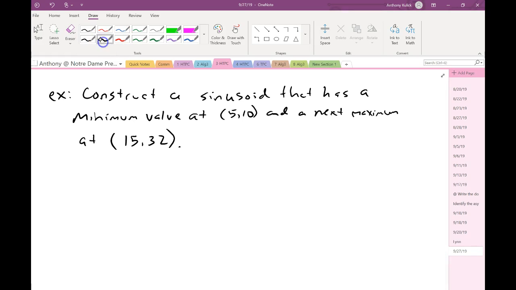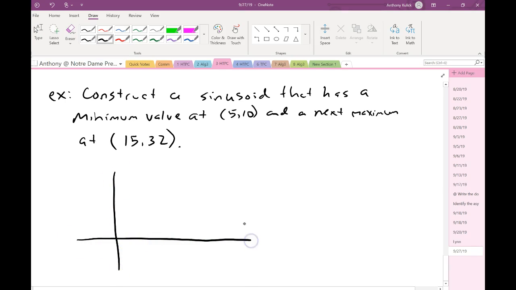So I'm going to start by just kind of drawing a picture here to look at what's going on. So we have like 5, 10, say, is here, and then like 15, 32 is here. We're told that 5, 10 is a minimum and 15, 32 is a maximum. So we have like that part of the graph. Everybody okay with that?